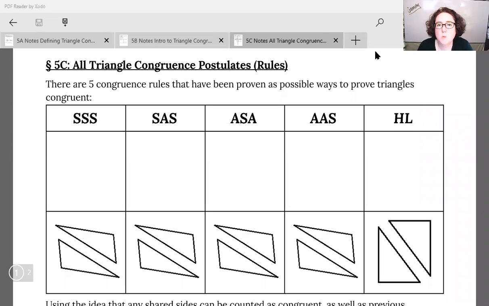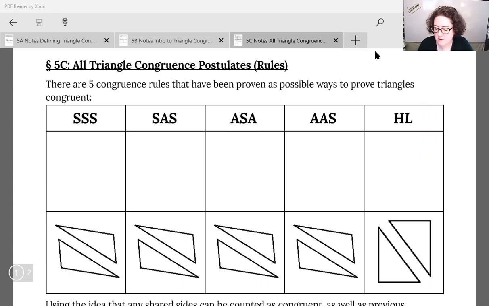In today's video, we're going to look at all of the possible rules that we could use to prove that triangles are congruent. So again, if you'd like, go back to the demonstration that I showed you in the first couple pages of our last lesson, the 5B lesson, and you actually can find a page on each one of these rules. So we usually abbreviate these with the letters S, A, or we have one in there, HL.